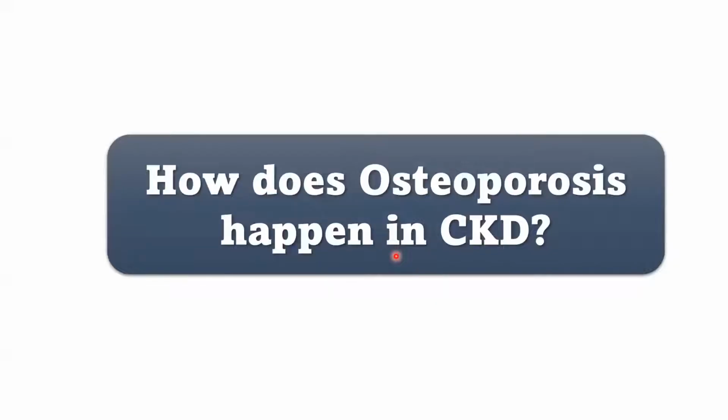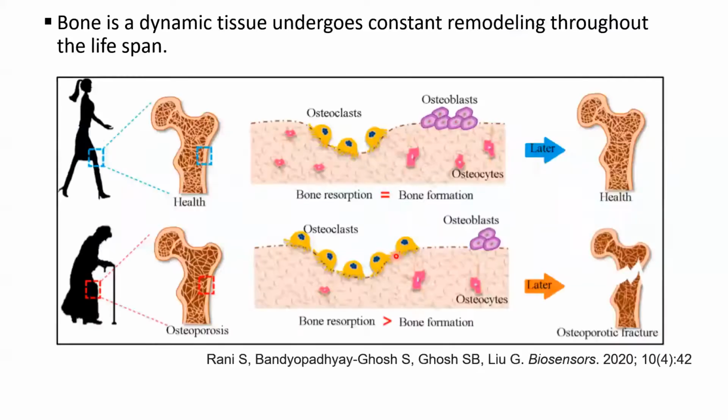How does osteoporosis happen in CKD? We know that bone is a dynamic tissue undergoing constant remodeling throughout the lifespan. So when you are young and healthy, there is a balance between bone resorption and bone formation. This ends up with healthy and normal bone. But when you have an imbalance between bone resorption and bone formation, you would end up with osteoporosis.